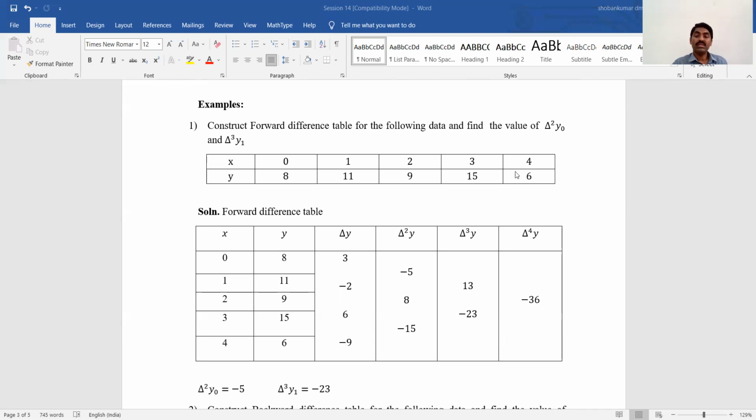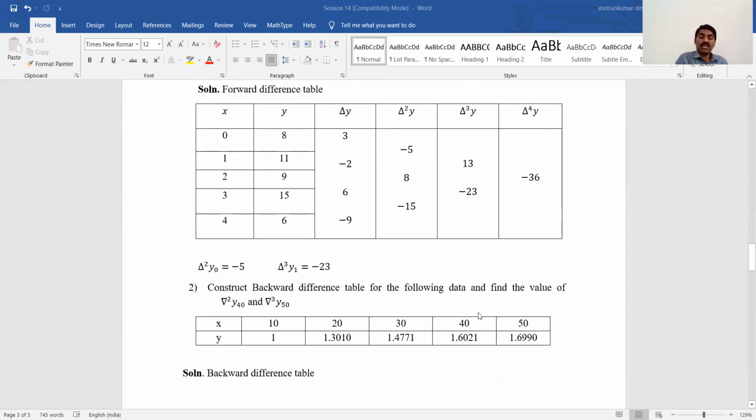Now in this problem, find the value of delta 2 y0 and delta 3 y1. From this difference table, delta 2 y0 is minus 5. This is delta 2 y1, and delta 2 y1 is 8. And this is delta 3 y1, and delta 3 y1 is minus 23. This is the required solution.